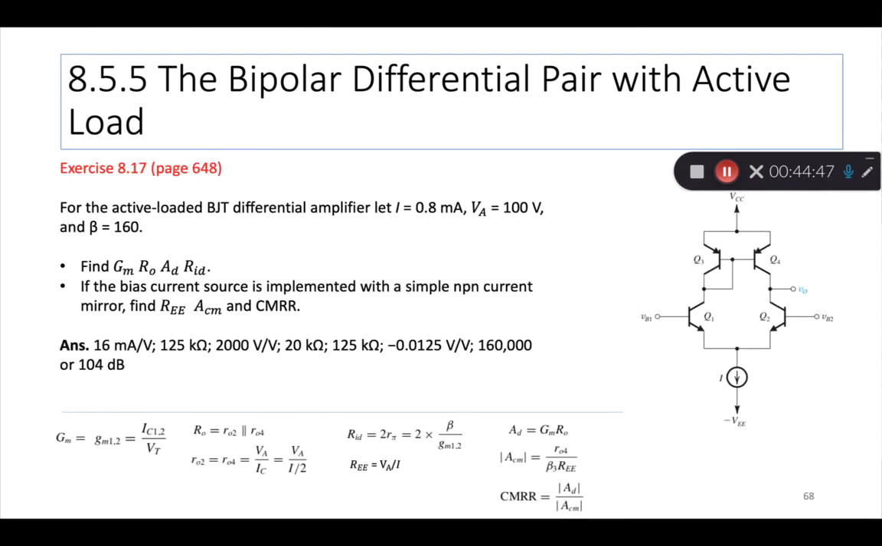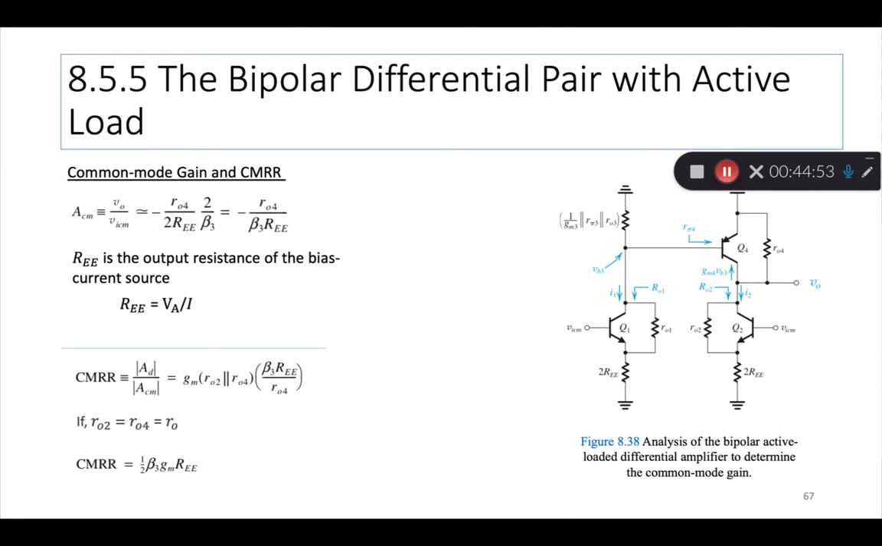So after this I have some numerical examples on BJTs with active load, but the derivation and all this is again in the textbook. I don't want to go into it, but the formulas are all here. And the logic is exactly the same as what we did for MOS, for BJT circuits. So I'll stop here. When we come back, we will look at problems both for the MOS differential pair with active load and the bipolar differential pair with active load. Okay.